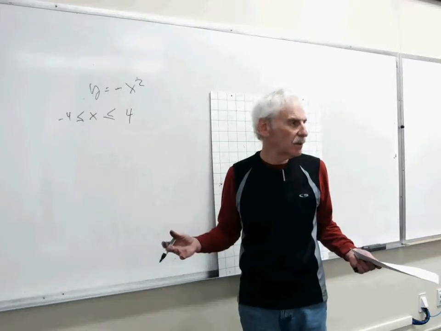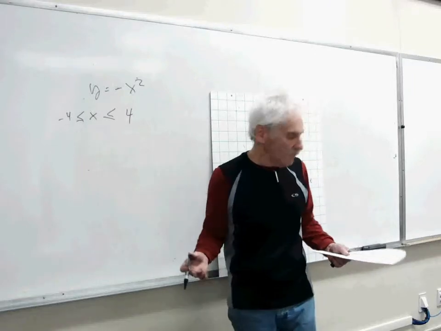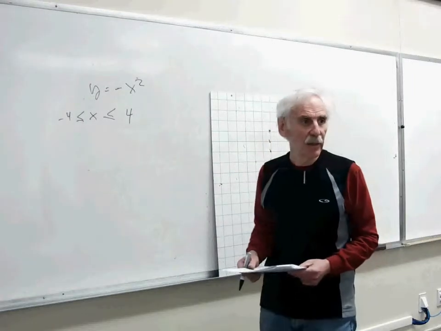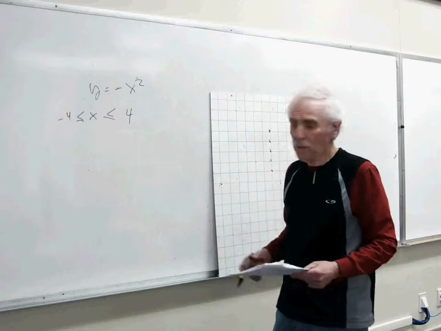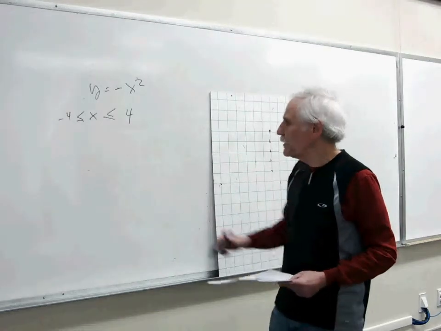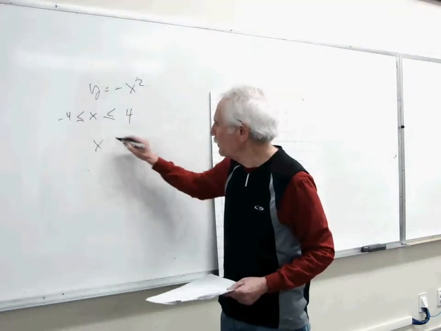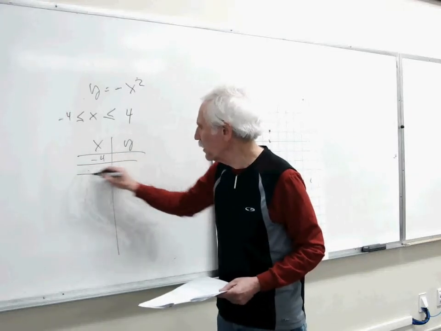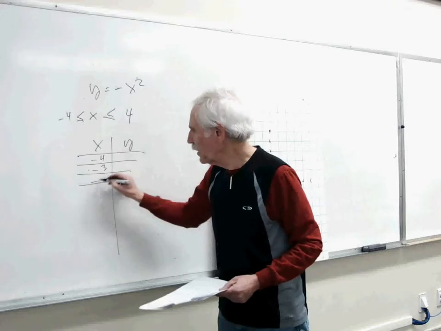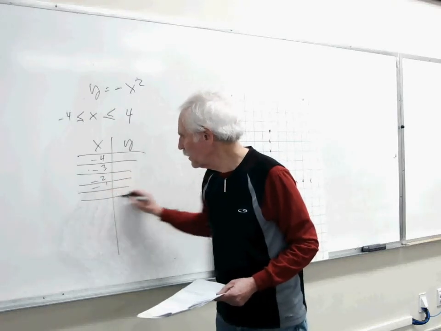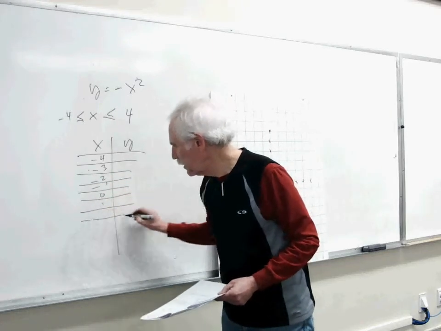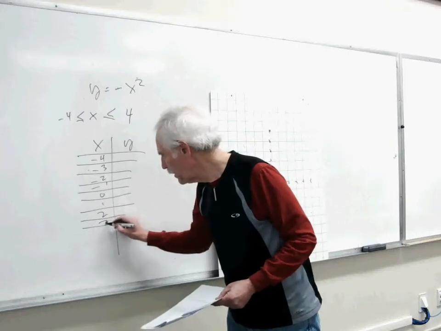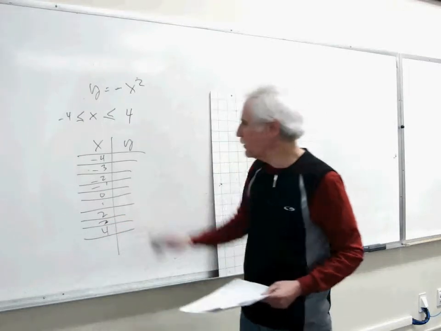Okay. And you can use any number, you don't have to use 4. Well, let's make a table of x and y. We'll go from minus 4, in units of 1, to 4.